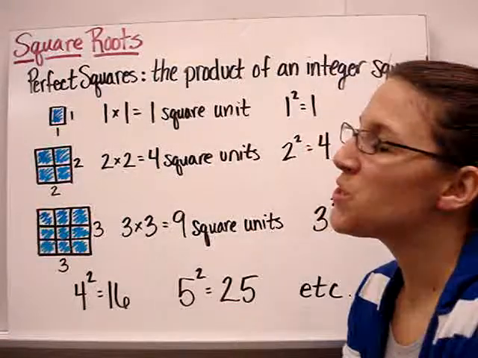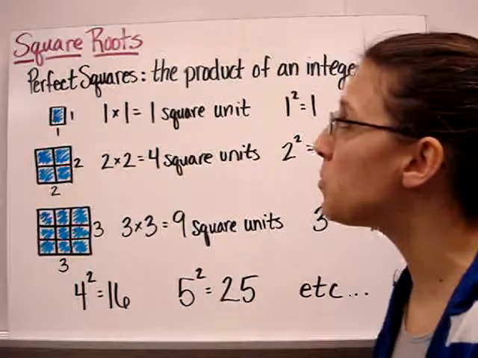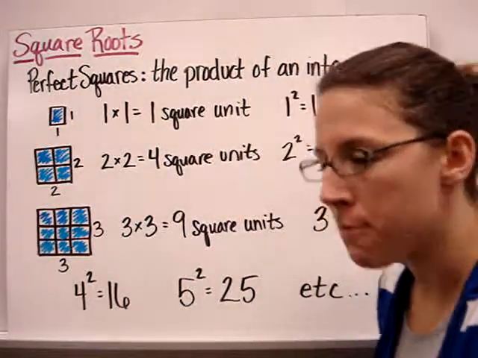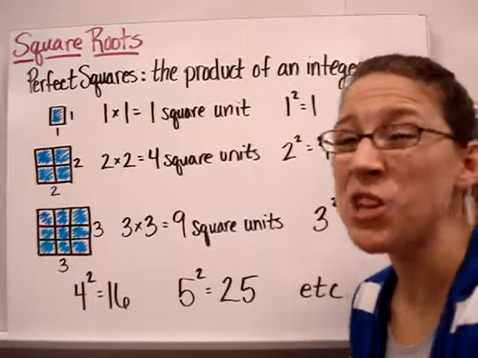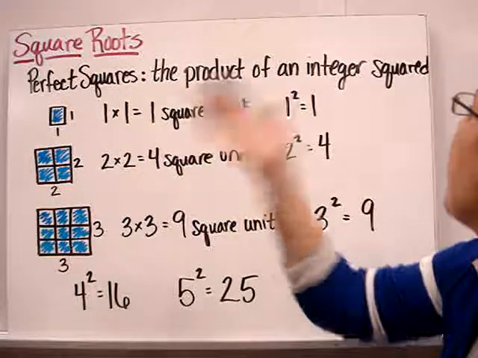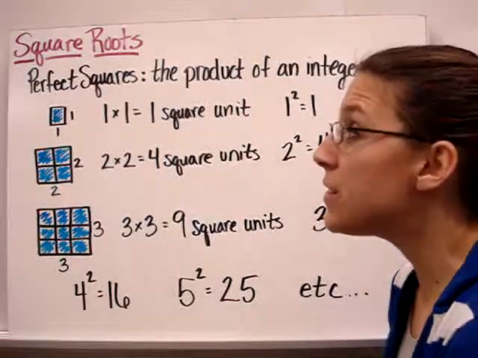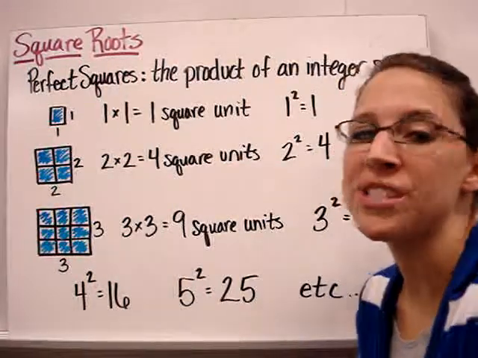In this lesson on square roots, it is only appropriate to begin with an explanation on where square roots come from. And the best way to do that is by telling you about perfect squares. Now, perfect squares are the product of an integer squared, so an integer times itself. Here's a visual representation to help you understand that.